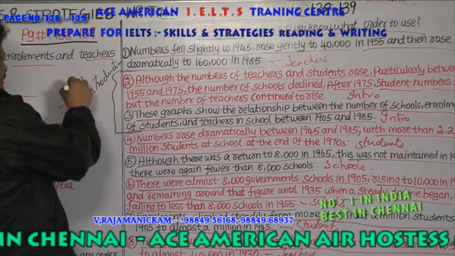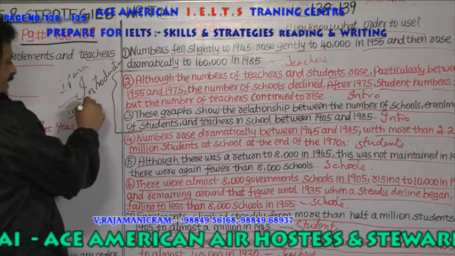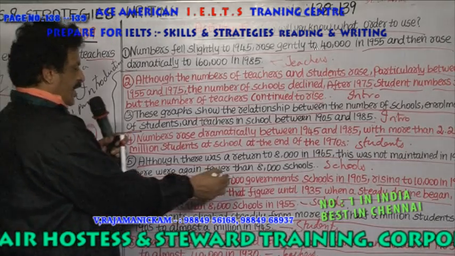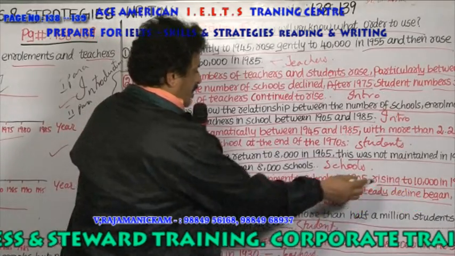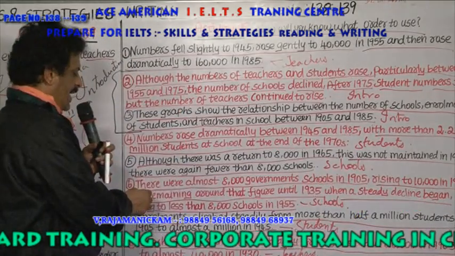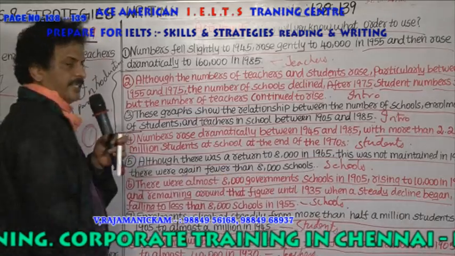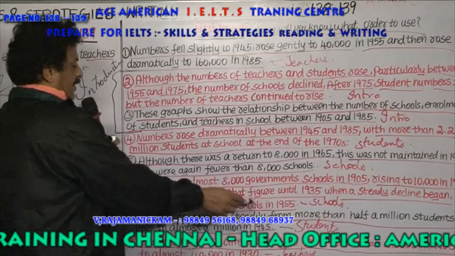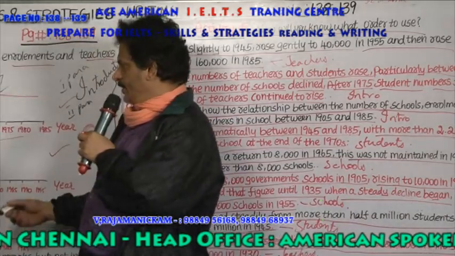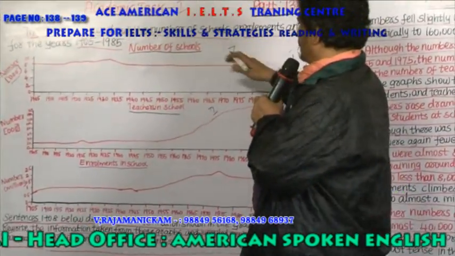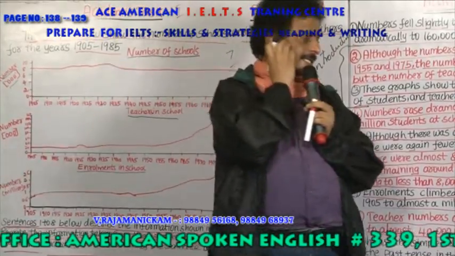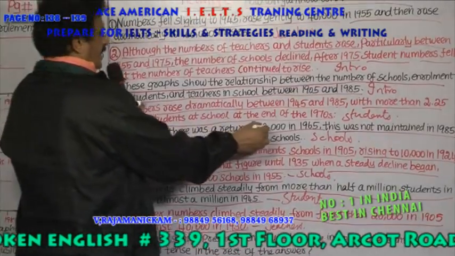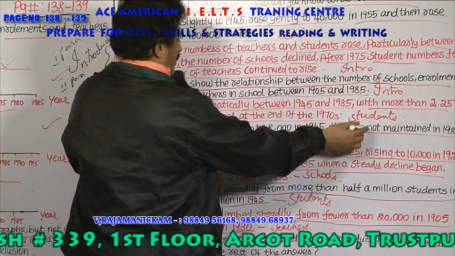There were almost 8,000 government schools in 1905, rising to 10,000 in 1924, and remaining around that figure until 1935, when a steady decline began, falling to less than 8,000 schools in 1955. So in schools, it keeps going up and coming down, and all the data have been given here. Coming here once again, although there was a return to 8,000 in 1965, this wasn't maintained in 1985. There were again fewer than 8,000 schools. So this comes for the second paragraph.